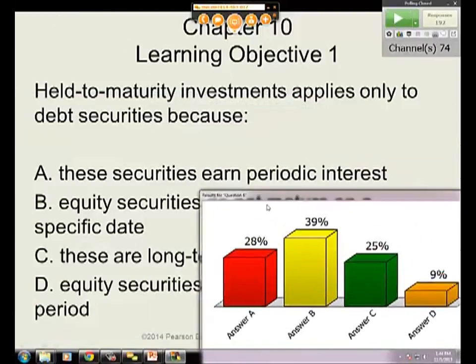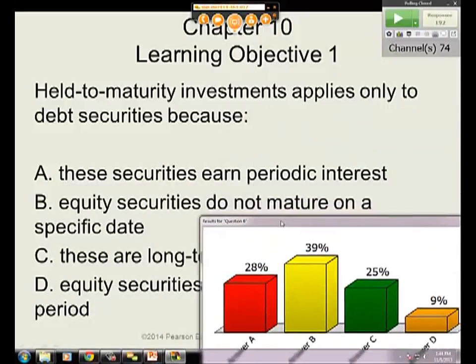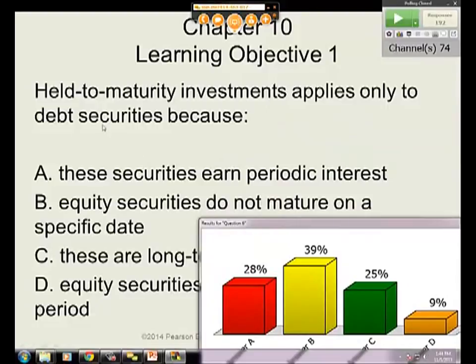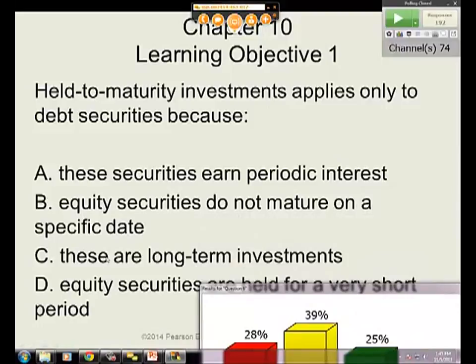The answer is B, but it's not because they earn periodic interest. It's because they mature. Let me give you a hint. Held to maturity, do not mature on a specific date, you know, so, okay. Anyway, it's not because they earn interest.